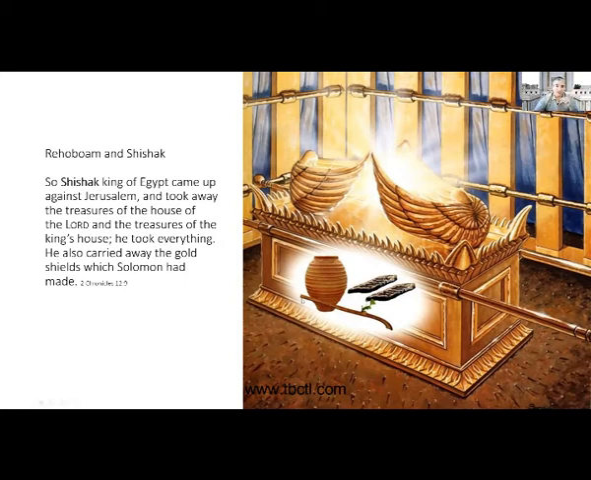And as we read, Shishak, king of Egypt, came up against Jerusalem and took away the treasures of the house of the Lord and the treasures of the king's house. He took everything. He also carried away the gold shields which Solomon had made. I'm putting down here my emphasis on the words he took everything, everything, including the Ark of the Covenant.